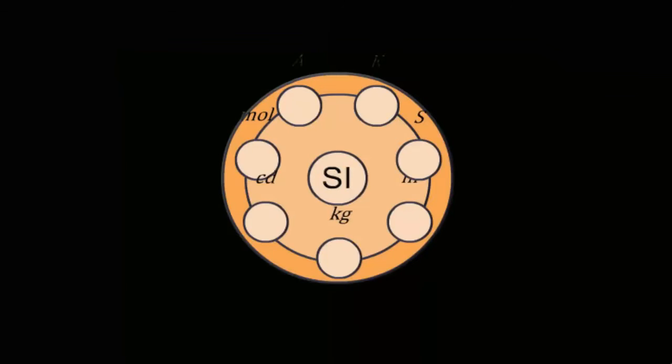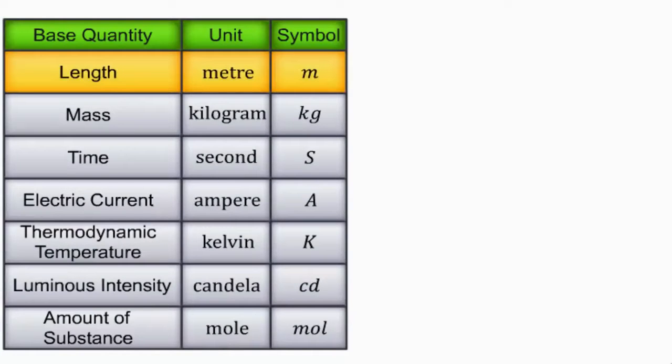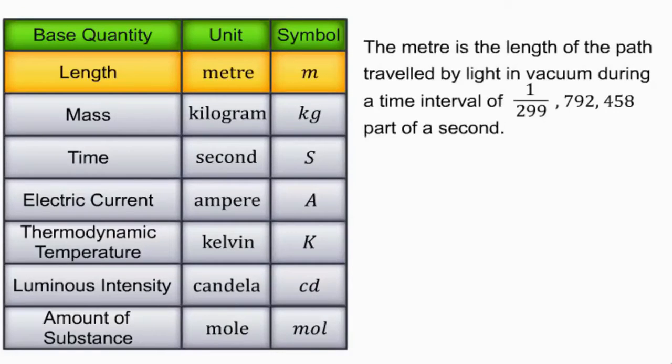In SI, there are seven base units for the seven physical quantities taken as fundamental quantities. Following are the quantities and their corresponding units. Length is measured in meters, denoted by the small letter m. A meter is the length of the path traveled by light in a vacuum during a time interval of approximately 1/300 millionth of a second.